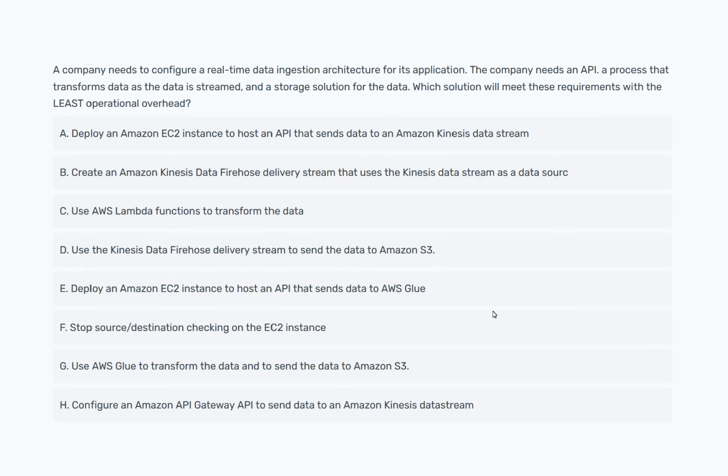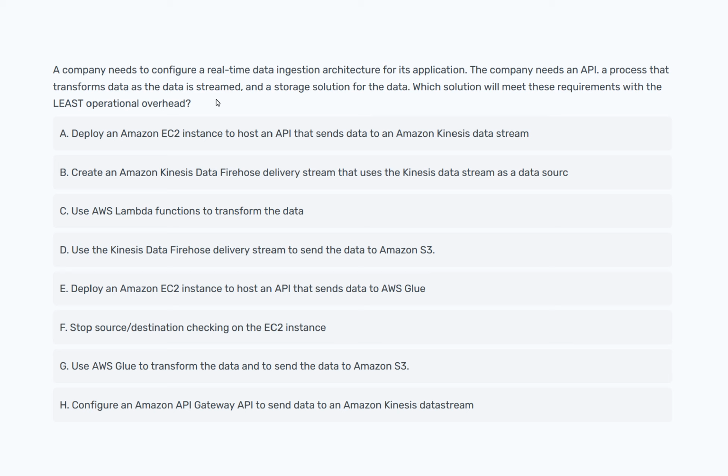Okay, good. The second question we're going to discuss is: a company needs to configure a real-time data ingestion architecture for its application. So what it says, real-time data ingestion, right? So that may be a real-time data stream, right? The company needs an API, application programming interface, and a process that transforms data as the data is streamed.